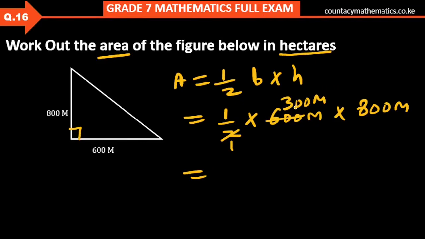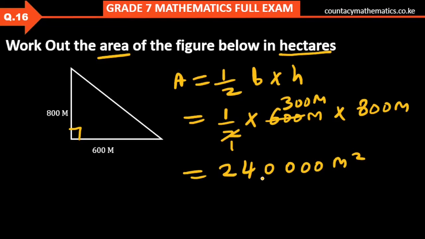So what we get here is 300 meters multiplied by 800 meters. The easiest way to do this kind of multiplication, involving many zeros, is that we pick this 3 multiplied by 8, that is 24, followed by the number of zeros that are here. How many zeros are here? 2. What about here? Another 2 zeros like that. So it is going to be 240,000 meters squared.